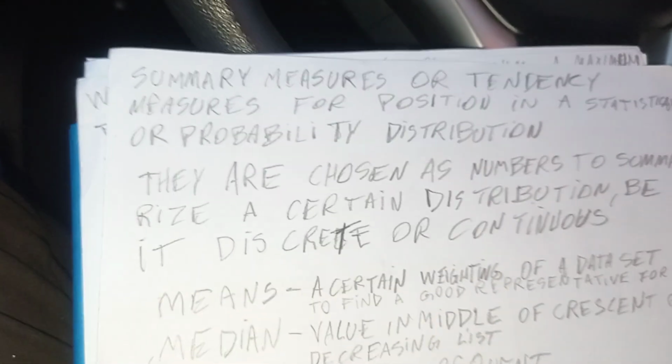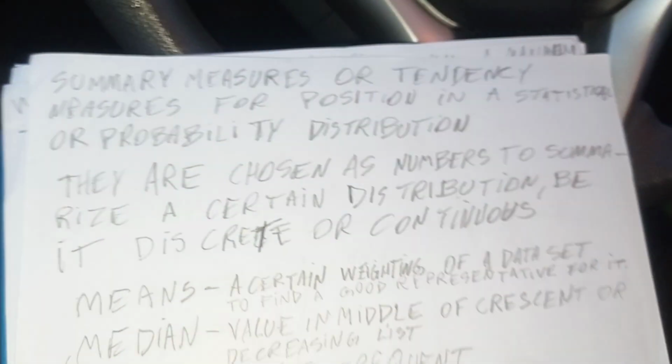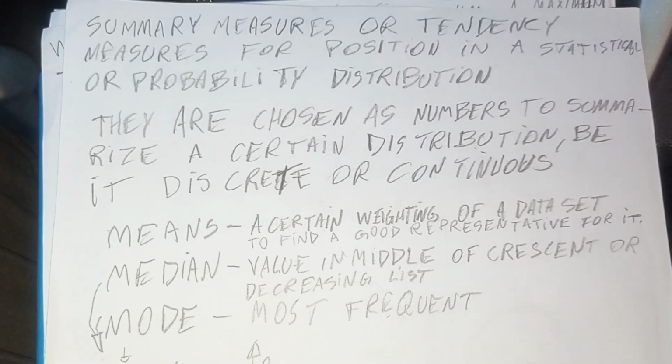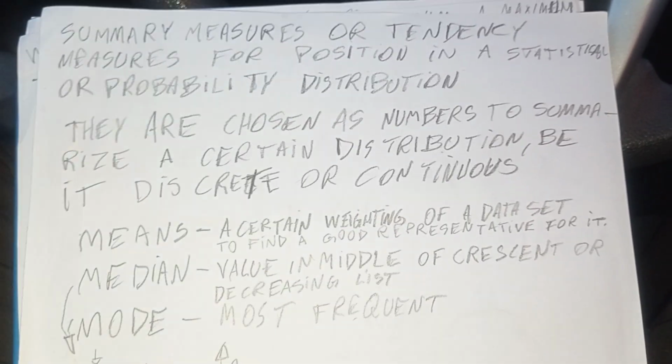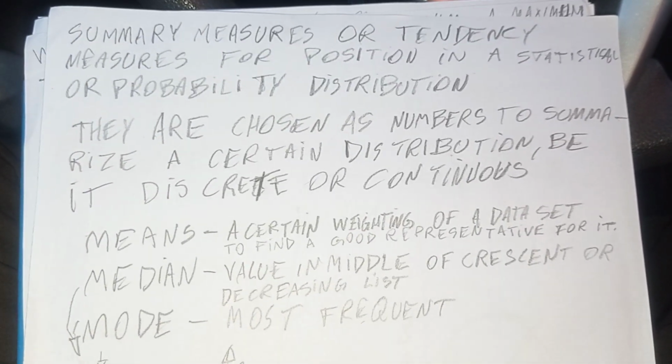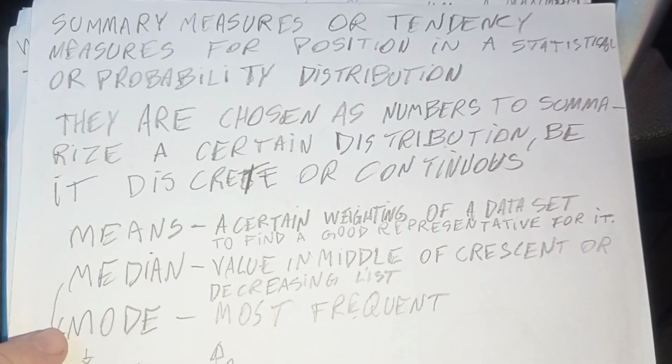So last time around, we were talking about summary measures or tendency measures for positions in statistical and probability distributions, and we talked about modes.